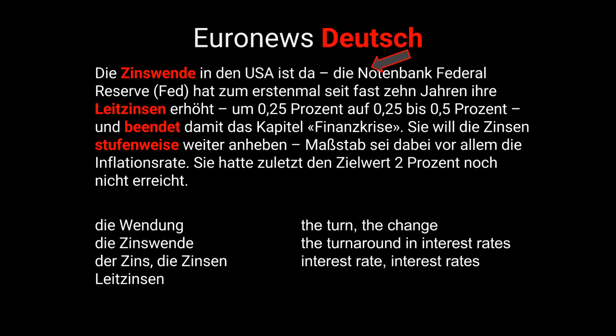0,25%. Let's start reading from here. Yeah? 0,25%. So by 0.25%. So auf 0,25% bis 0,5%. So it has increased its interest rate by 0.25% all the way to 0.5%. So from 0.25% to 0.5%. Let's read this again in German.